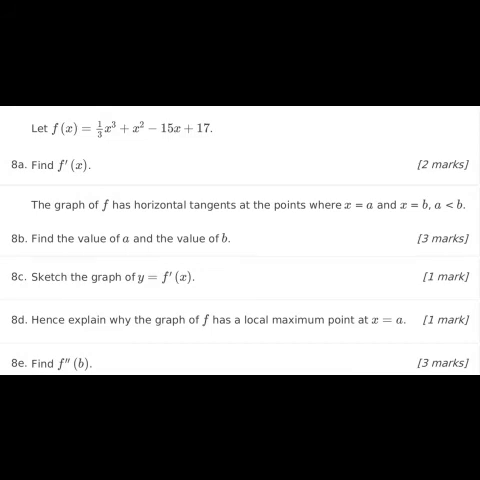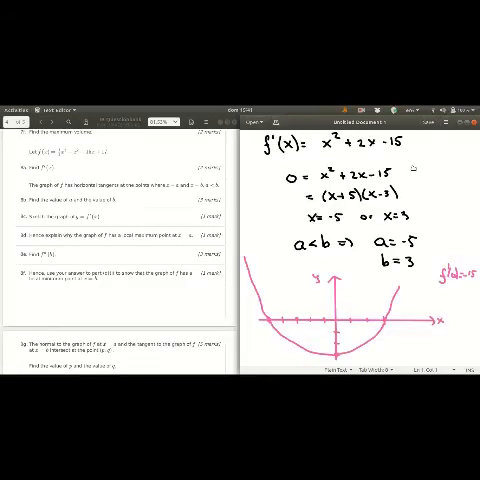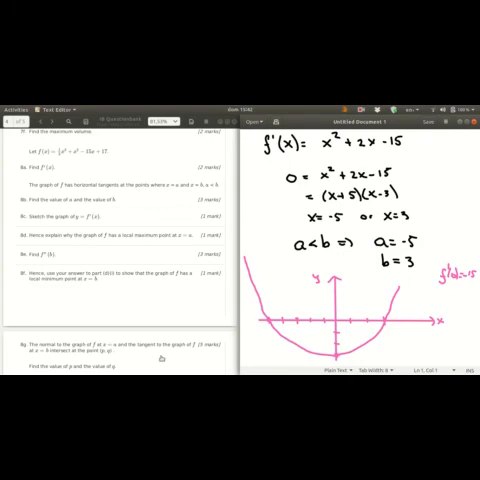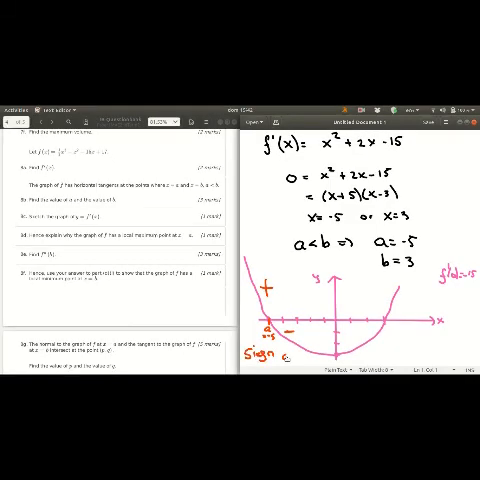Hence explain why the graph of f has a local maximum point at x equals a. If we look at the graph of the derivative, we can see that at x equals a, this graph goes from positive to negative, meaning that it's increasing before and decreasing after the point a. So that's why this is a local maximum.